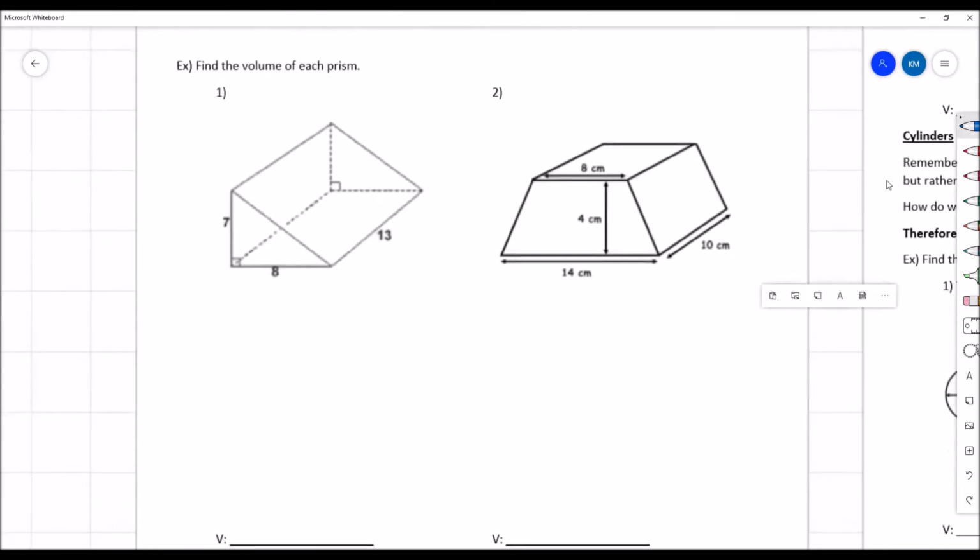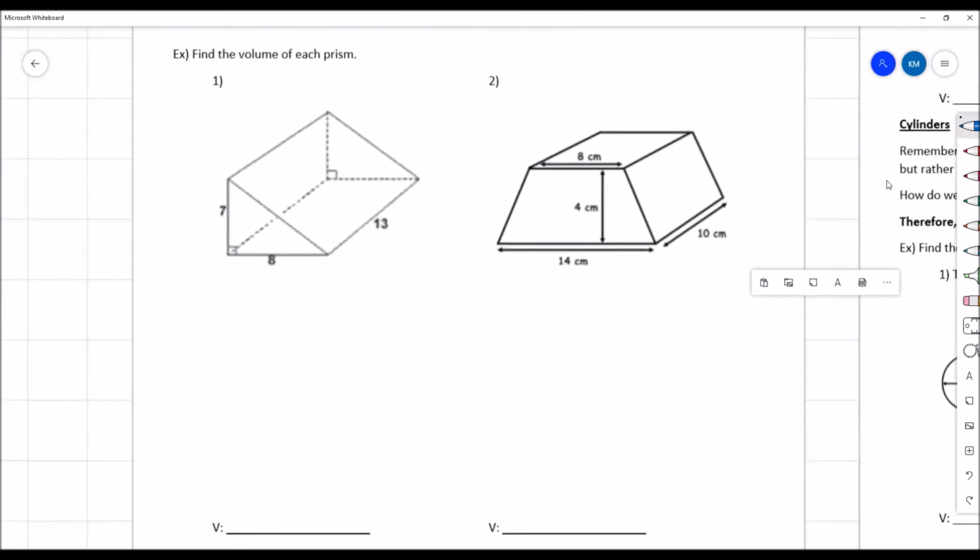Okay, so let's look at a couple examples here. Here they ask us to find the volume of each prism. In this first prism, we are given a triangular prism. That means that the base is a right triangle. Well, it doesn't mean it's a right triangle, but in this case, the base is a right triangle. And so we need to find the area of that triangle. And we can do that using our formula of area equals, in this case, 1/2 base times height. Okay, so 1/2, 8 times 7. And that means that the area of our base is 28.